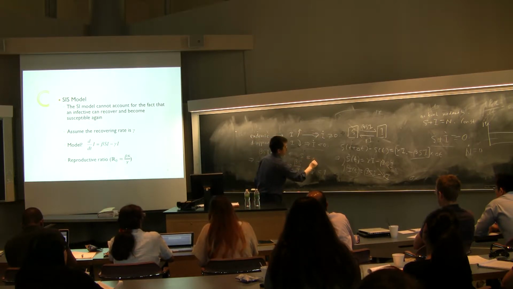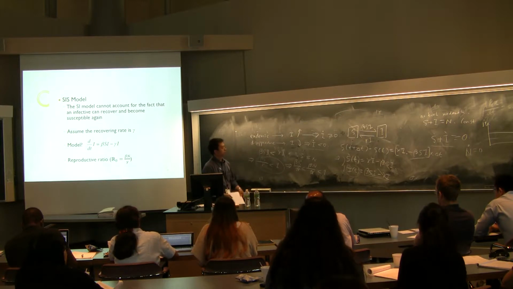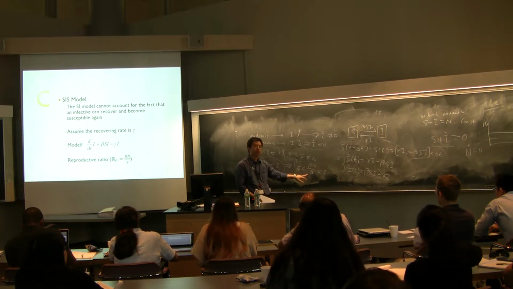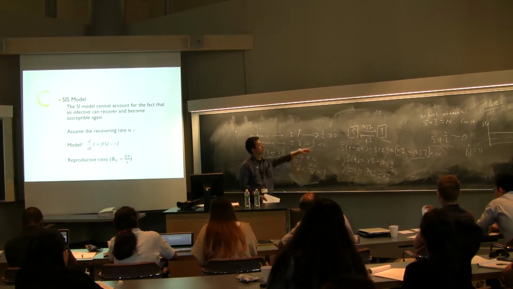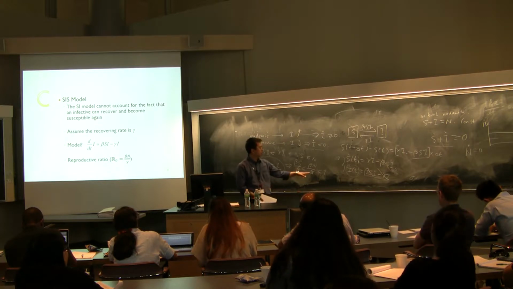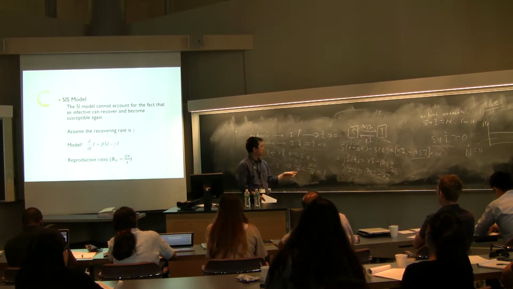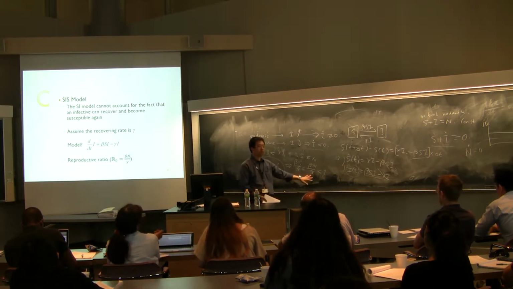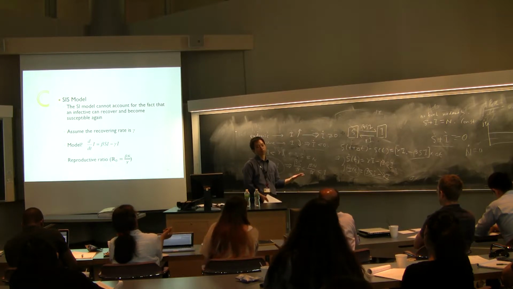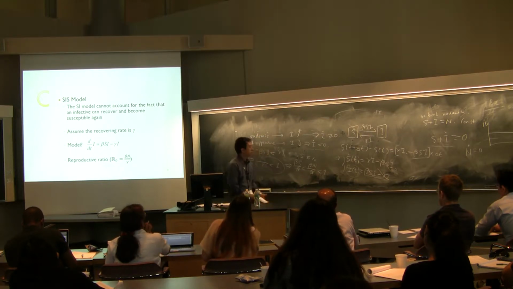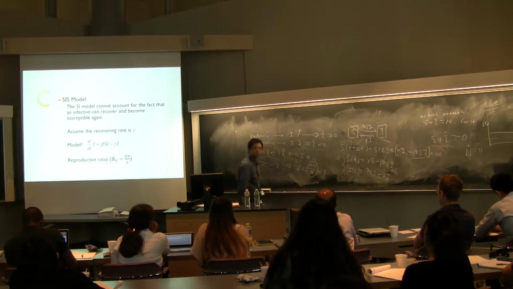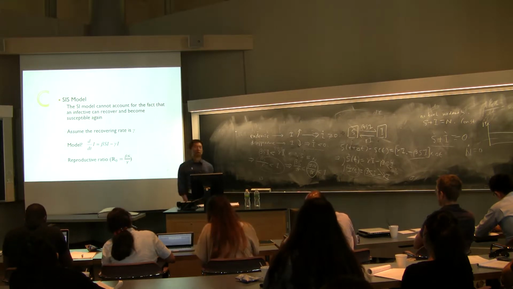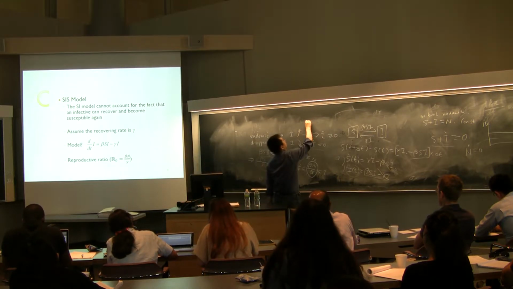Because S is less than or equal to n, this inequality will always hold, right? Because the total is n. And if this number is less than 1, then this number must also be less than 1, because if a big number is less than 1, then a smaller number will, of course, also be less than 1. So that's why eventually we define this as the so-called reproductive ratio, which I denote as R0.